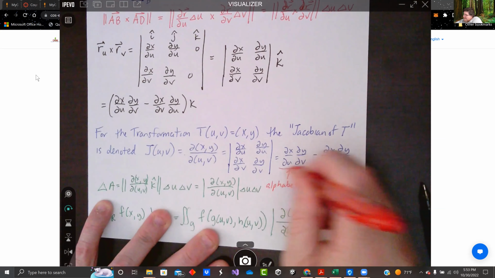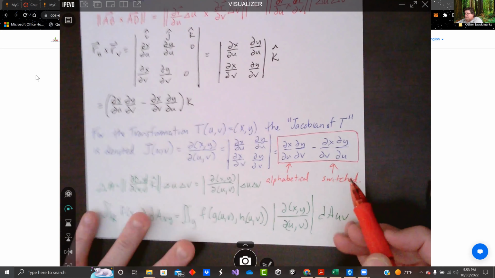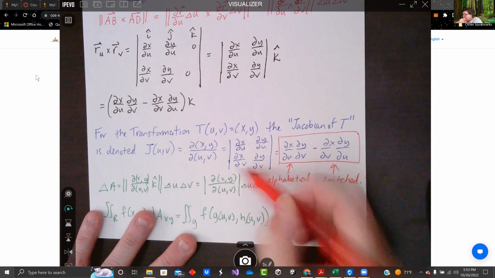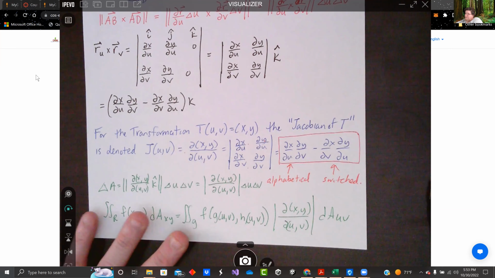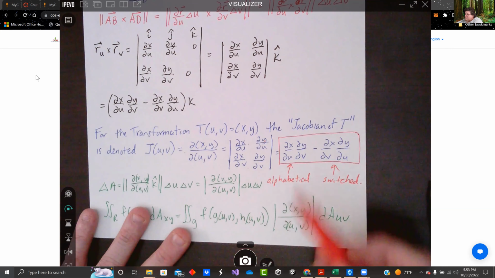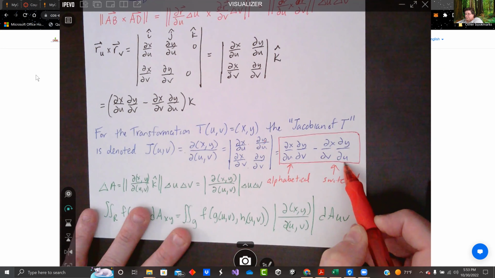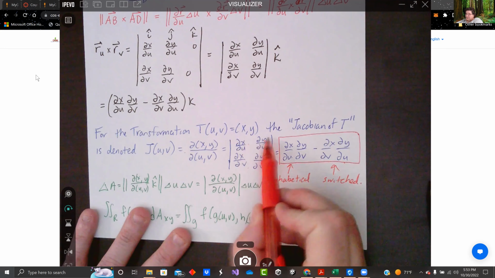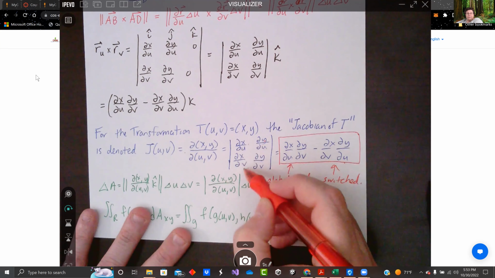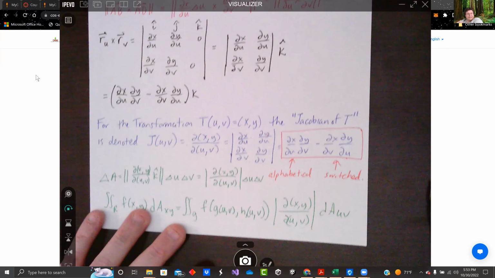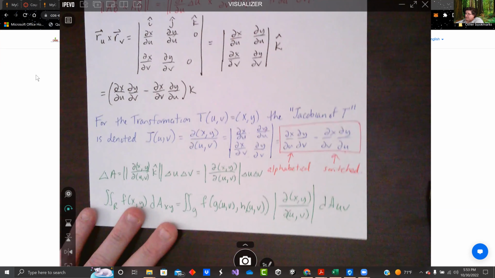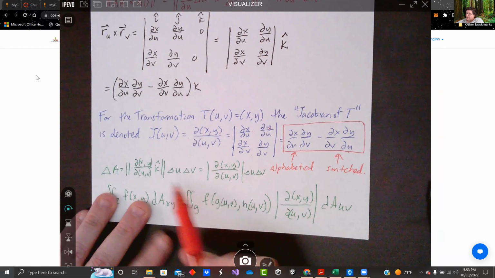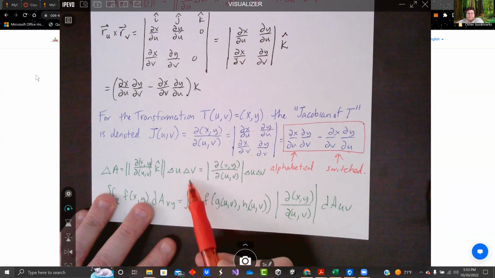But either remember we go alphabetically along the top and alphabetically downward along the bottom, so x and y and then u and v. Otherwise you're memorizing this, which I don't. I do this every single time. So just remember we have x and y across the top and then u and v on the bottom going down. Our delta A, so our area, is going to be this Jacobian times delta u delta v.